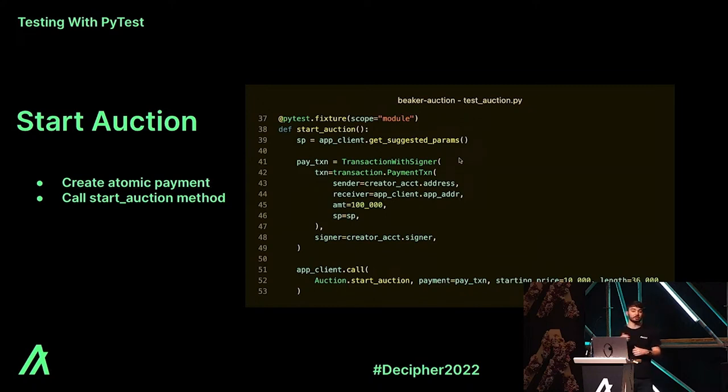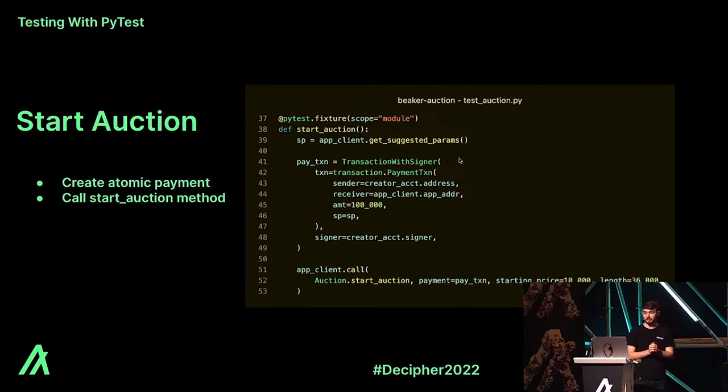Okay, so this is our second fixture. This is going to be initiating the start auction function. What we're doing here is using our app client, which, if you remember, was a global variable, so this is coming from that first fixture. We're getting suggested parameters. When you make a transaction on Algorand, you get the suggested parameters, so you don't have to manually specify things like how long the transaction should be valid for and what the fee should be. The suggested parameters will calculate all that for you.